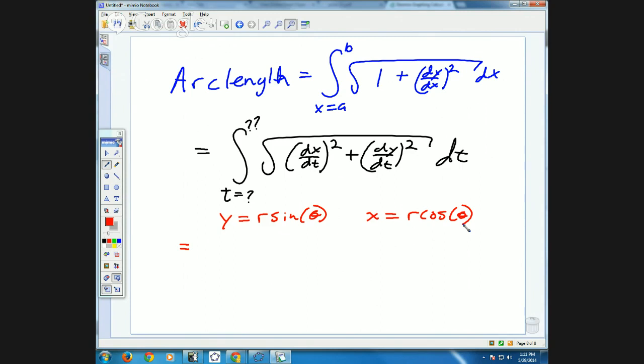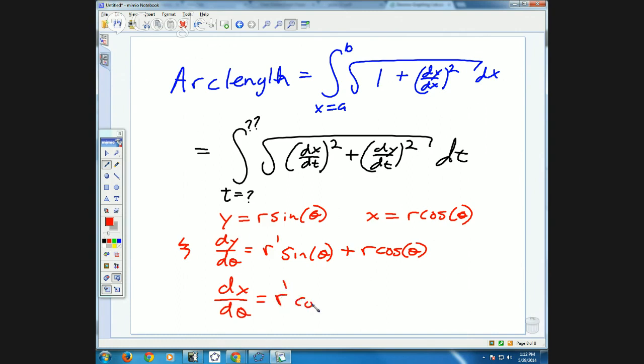So now we know what dy d theta is. dy d theta is equal to, oh, this is the tough part. I'm going to call it r prime for short, times the sine of theta plus r times the cosine of theta. Similarly, dx d theta is going to be equal to r prime cosine theta minus r sine theta.